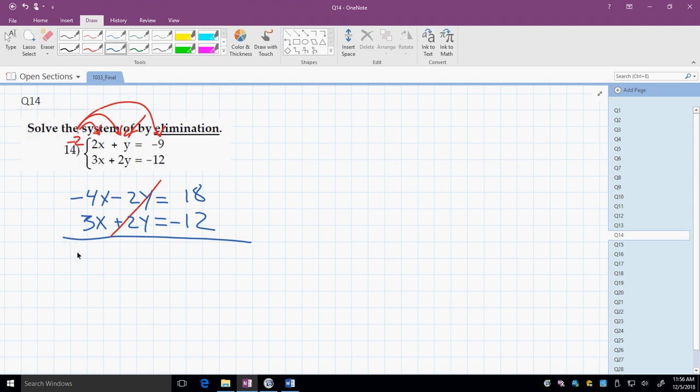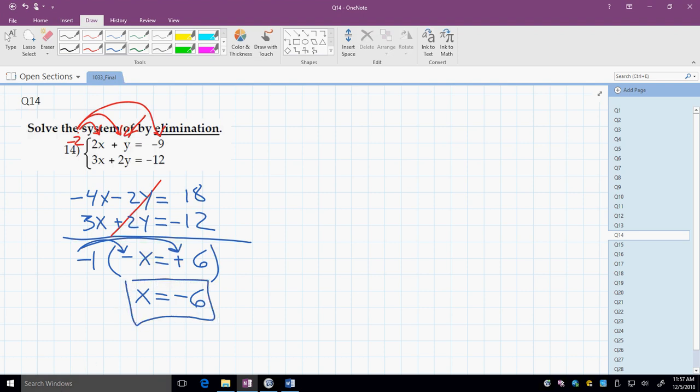I'm going to combine x's, so it's going to be a negative x equals, if I subtract 12 from 18, 6, right? I'm looking for x, not for negative x. That means I have to multiply everything by a negative 1, so I can flip the signs. I can change this one to a positive. So I'm going to have negative 6.